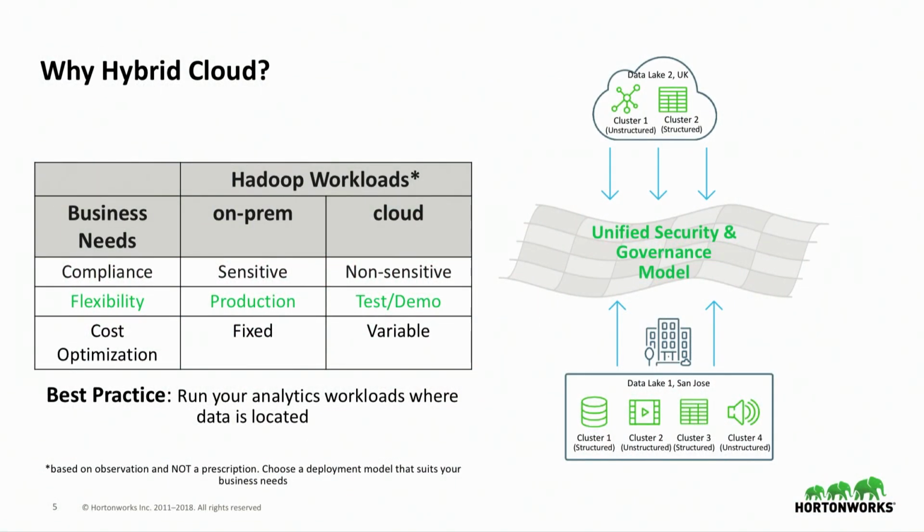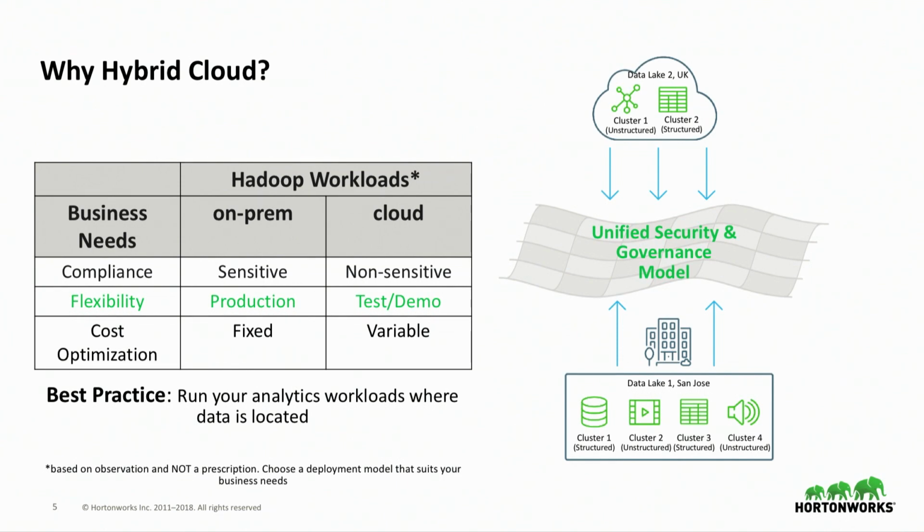So what this table is showing is we have the business needs here, and corresponding to that, there are a few deployment options. Keep in mind that this is not set in stone, and we are not trying to be prescriptive here. You can choose any deployment model that suits your business needs. You can mix it up as well. So if you're looking for compliance, and by compliance I mean compliance with regulations such as HIPAA, GLBA, GDPR, what have you. You can run your sensitive workloads on-prem and non-sensitive workloads in the cloud.